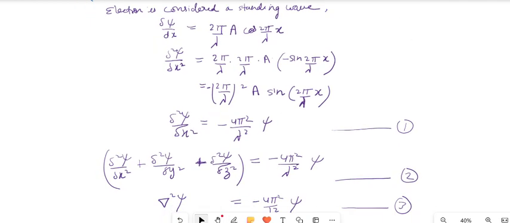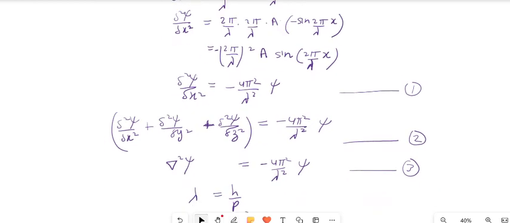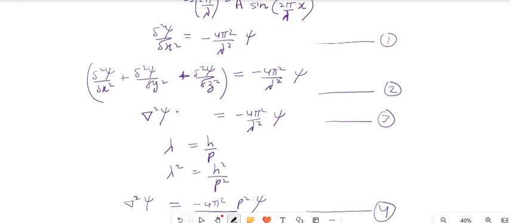Again, if we consider three dimensions x, y, and z, then the partial derivatives with respect to x, y, and z are all taken into consideration, and del square psi, the Laplacian operator, is equal to dou 2 psi by dou x square plus dou 2 psi by dou y square plus dou 2 psi by dou z square, and that is equal to minus 4 pi square by lambda square into psi. So this is equation number 2. Then we replace the left hand side by del square psi, which is equal to minus 4 pi square by lambda square into psi.